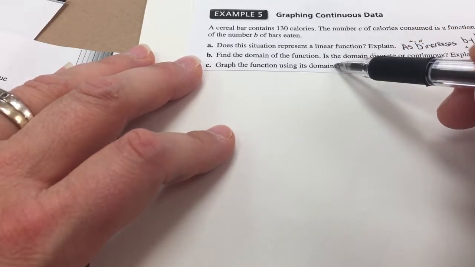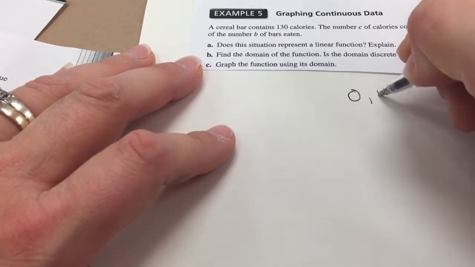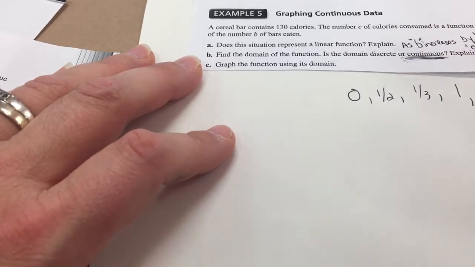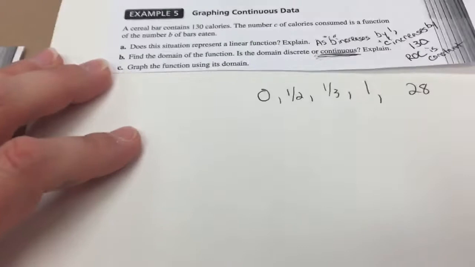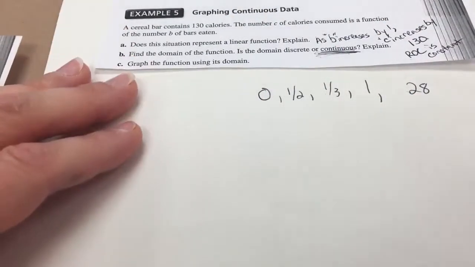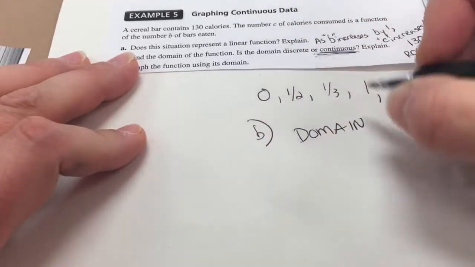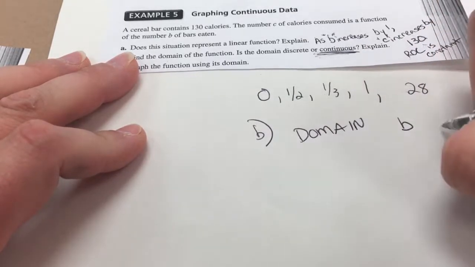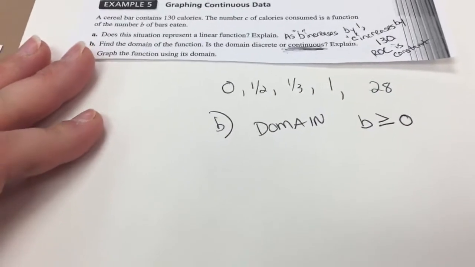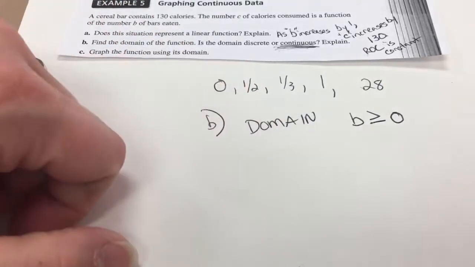Now the domain of this function: I could eat 0 bars, I could eat 1/2, I could eat 1/3, I could eat 1, I could eat 28, right? I could eat so many different amounts that I can't even list them all. So to create the domain, this is part B, the domain for this function is going to be when B is greater than or equal to 0. The only thing I can't do is eat a negative amount of bars, okay? So that's why the domain is greater than or equal to 0.